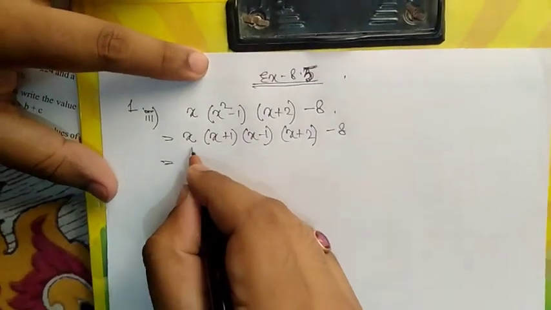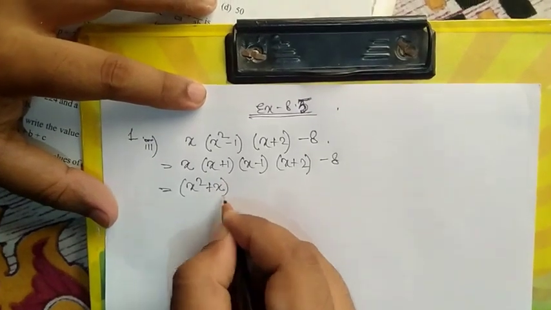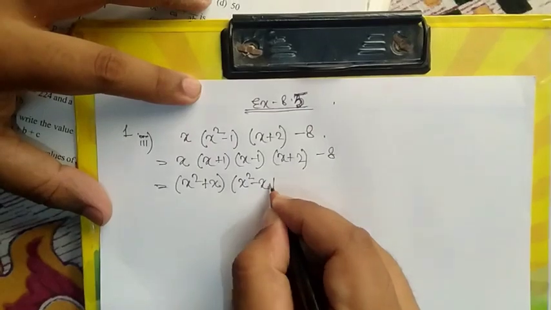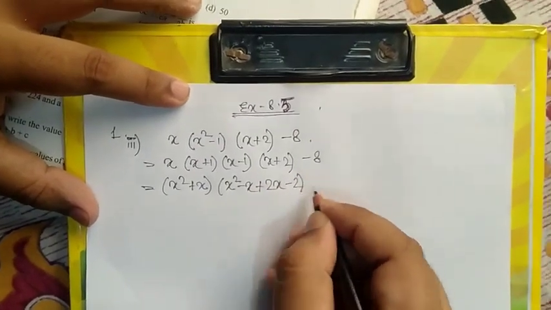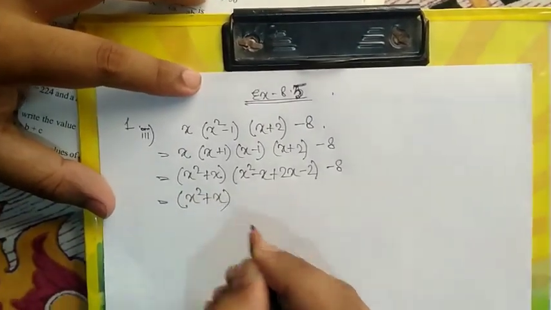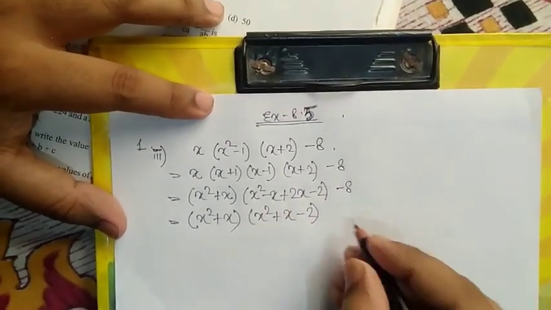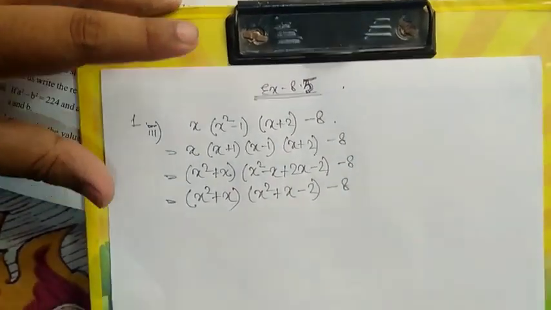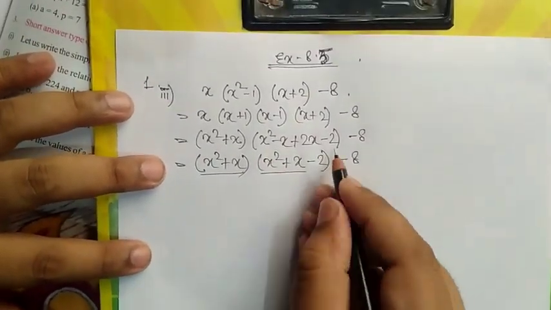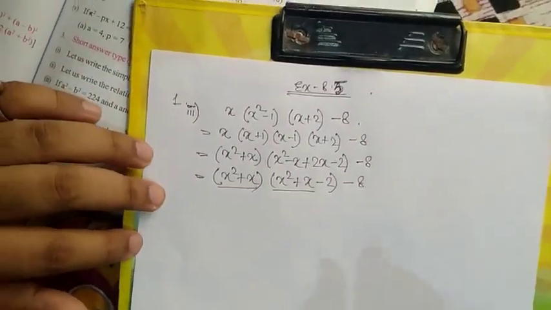First of all, we have to multiply these two terms, x square plus x, and these two terms, x into x square minus x plus 2x minus 2 minus 8. After simplifying the second bracket, we can get x square plus x minus 2 minus 8. So therefore the first term of the second bracket is also equal to the first bracket. Now this is a special type of sum.